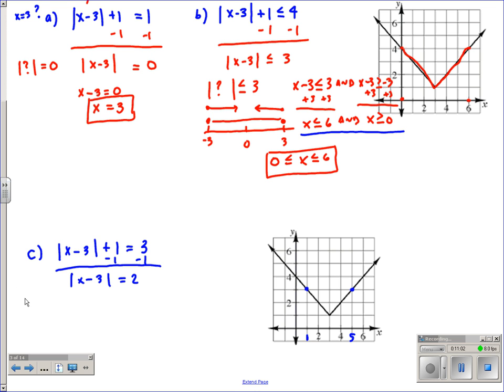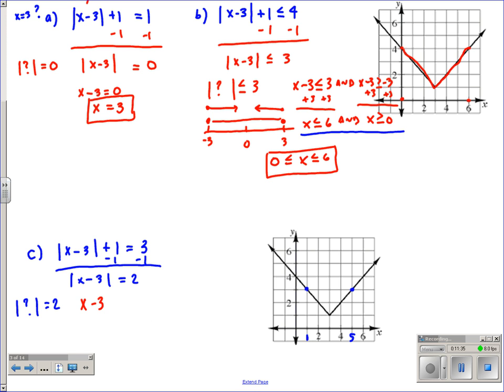And we have to think about it. What two values are 2 units from 0? What two numbers can I plug in here that are 2 units from 0? Well, we know that negative 2 is 2 units from 0. It has an absolute value equal to 2. And positive 2, which means our x minus 3 has to either end up equaling negative 2 or positive 2.